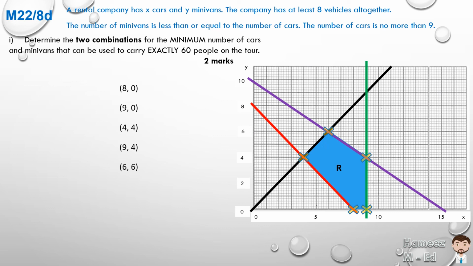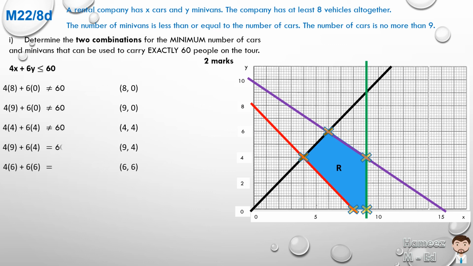As we're looking to get exactly 60 people, that combination was 4x plus 6y is equal to 60. Let's substitute the ordered pairs into this formula. And we recognize that only at 9, 4 and at 6, 6, those combinations will we get exactly 60 people.